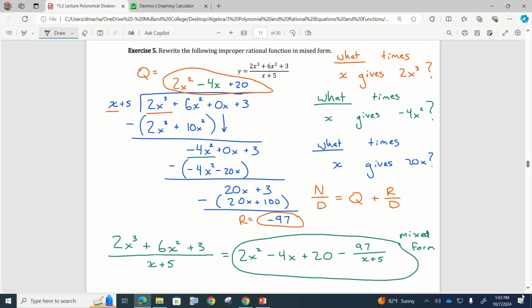That's how we use polynomial long division to take an improper rational function, like we started with, and rewrite it as a mixed form, which is a quotient polynomial plus a remainder over the denominator we started with. Any questions about that process? I do have more examples to show. And so if you felt like you didn't 100% catch what was going on, maybe more examples will help.